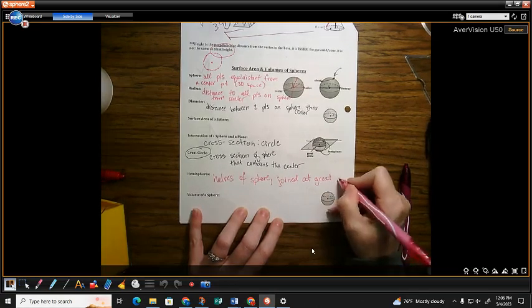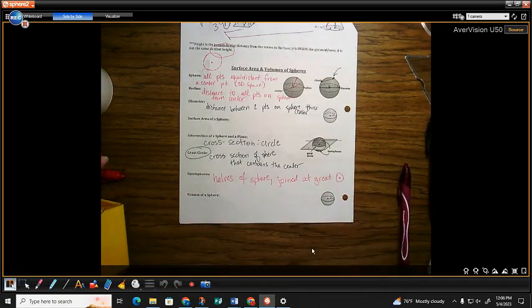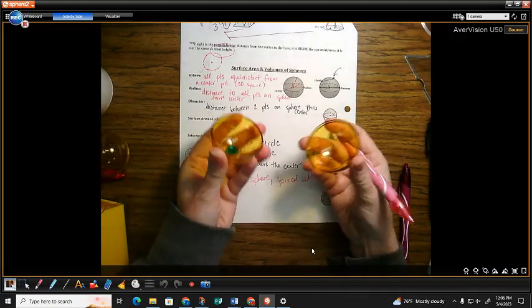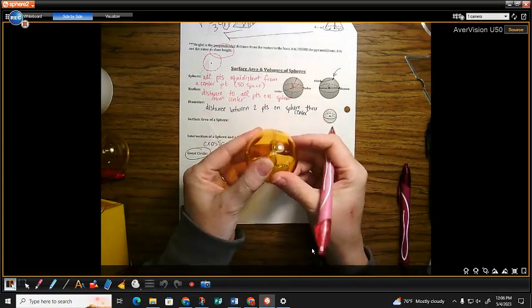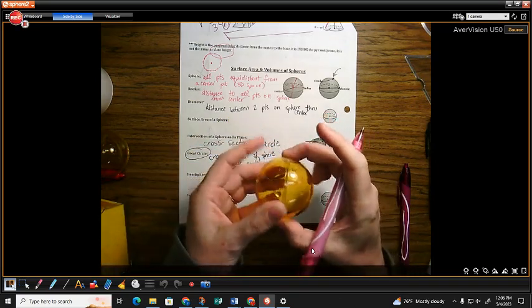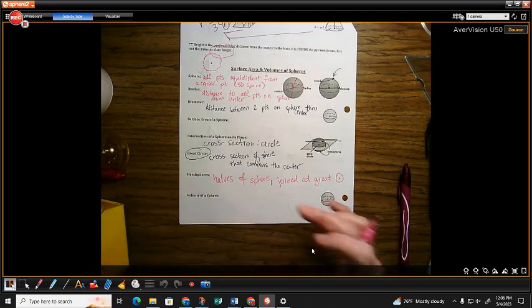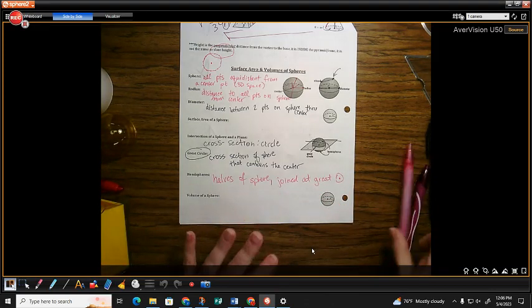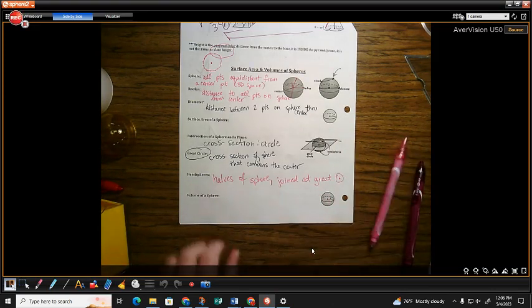So they join at the great circle. So these two hemispheres here join right here at this great circle. Okay? Now that you know all the words, now you finally get to do a formula.